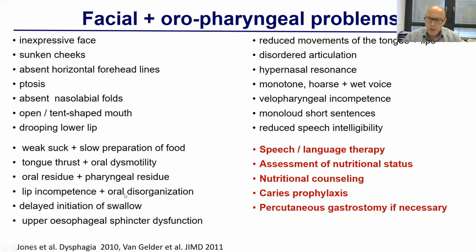What you need to treat these problems is speech and language therapy. It is important to assess the nutritional status of the patient, and in many of them, it is helpful to have nutritional counseling. Caries is also not rarely seen in these patients, and some of them, as many of you know well, need a percutaneous gastrostomy to secure alimentation.